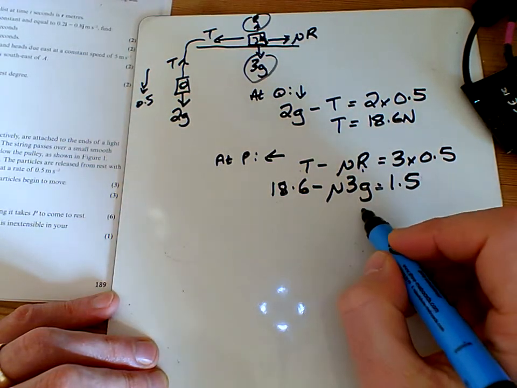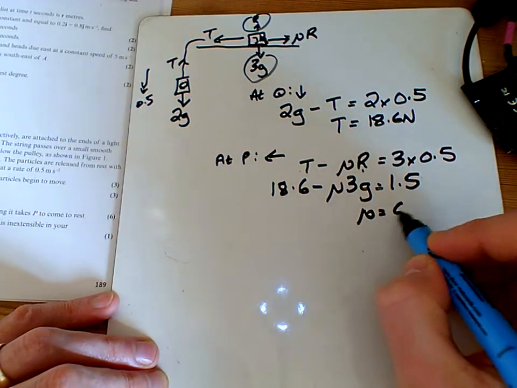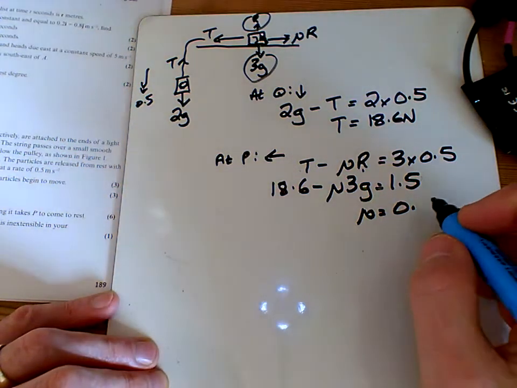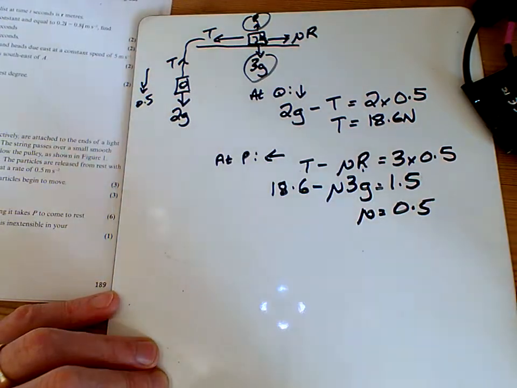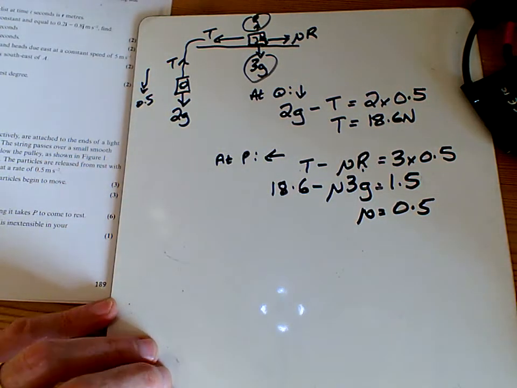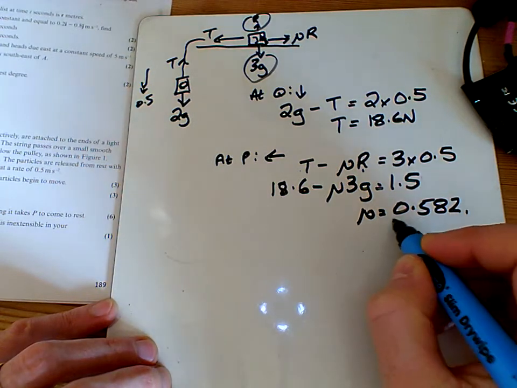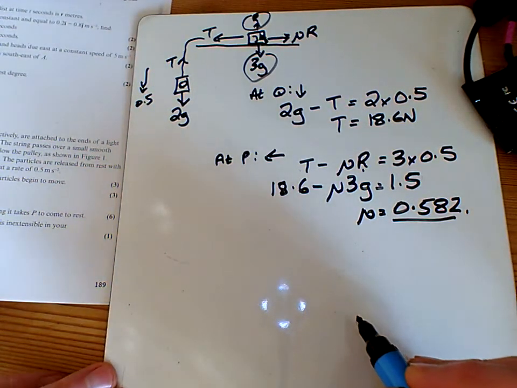And if we just rearrange that, we can find out that mu is, let's put a couple more decimal places on it to start with, 0.58163. Sorry, not 58163. So 0.582, if we round that to 3 significant figures.